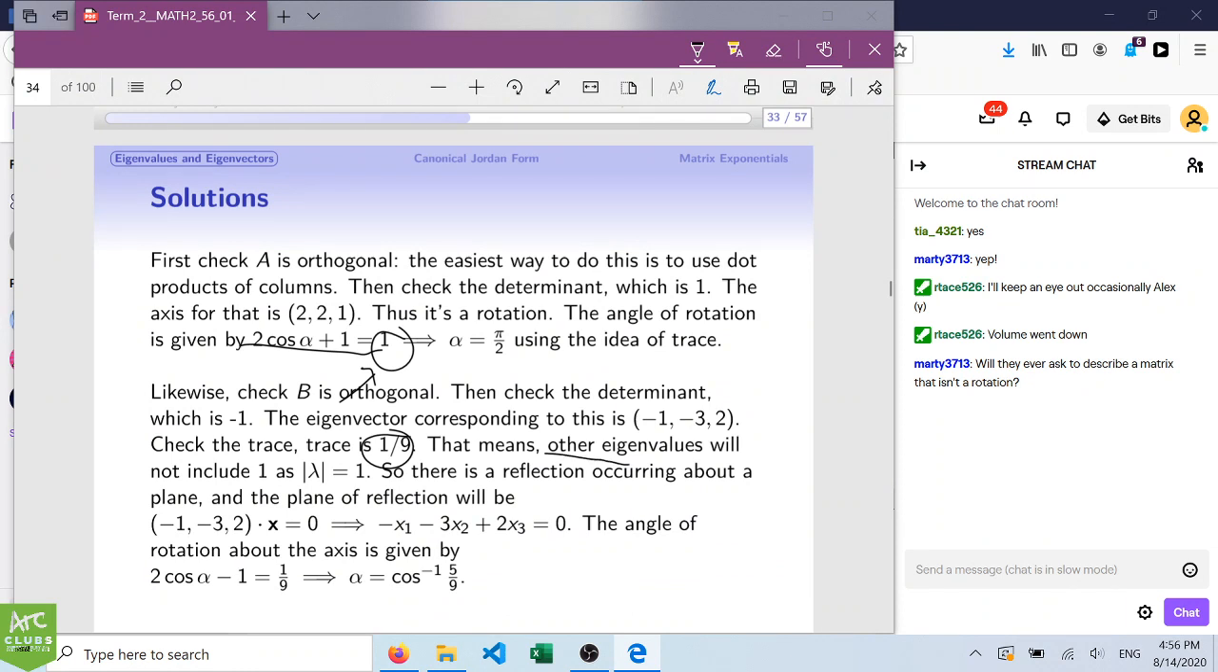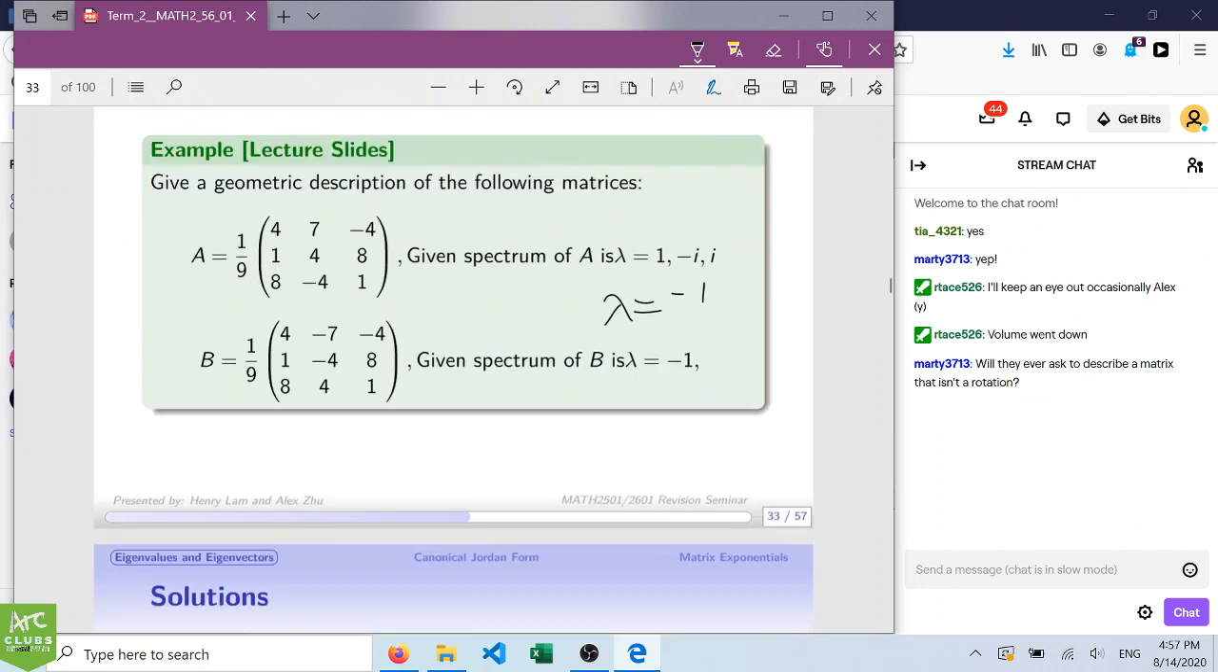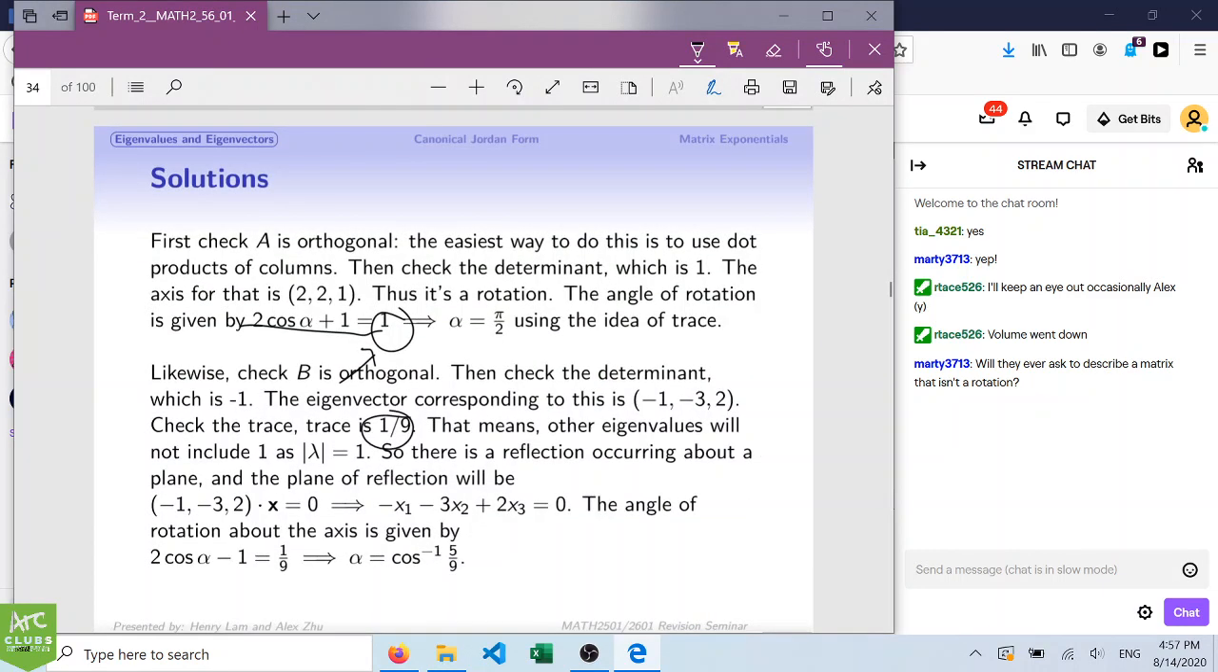Oh yes, so Marty asked the question, will they ever ask to describe a matrix that isn't a rotation? Good question. If there is a matrix that's not a rotation, it will be with a determinant of -1. Okay, so that's the answer. That's basically a reflection composed on a rotation, and that's how we can describe that. And in this particular example, it's exactly that.